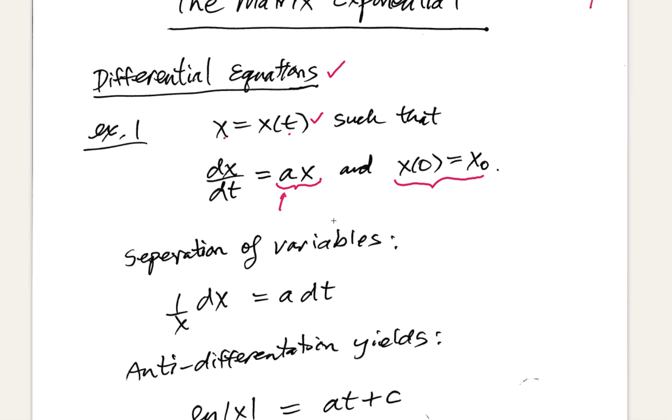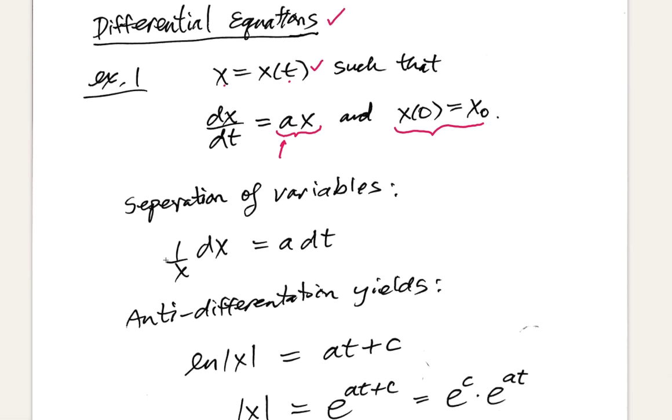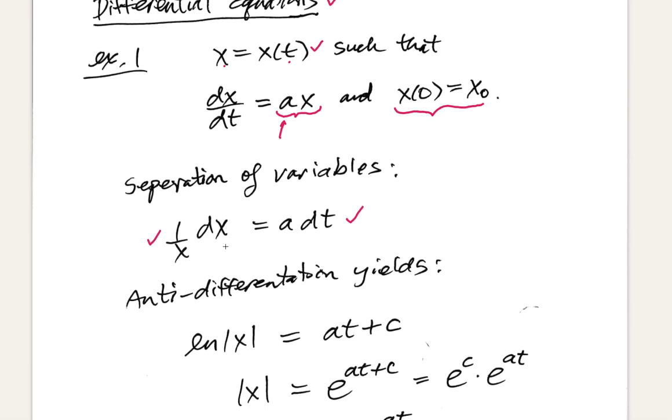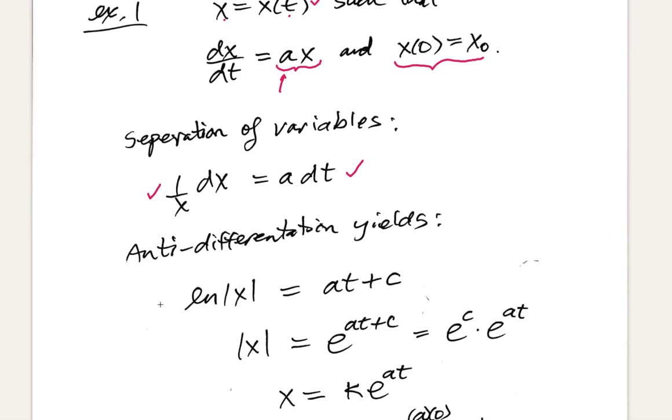Okay? Let's talk about a method from differential equations called separation of variables. Okay, I'm going to put the x's on one side and t on the other side. Okay, so they're separated here. And this whole method can be justified here. I'm going to be doing anti-differentiation on each side. So you see on the left-hand side, I get the natural logarithm of the absolute value of x. On the right-hand side, I get at plus an arbitrary constant c there.